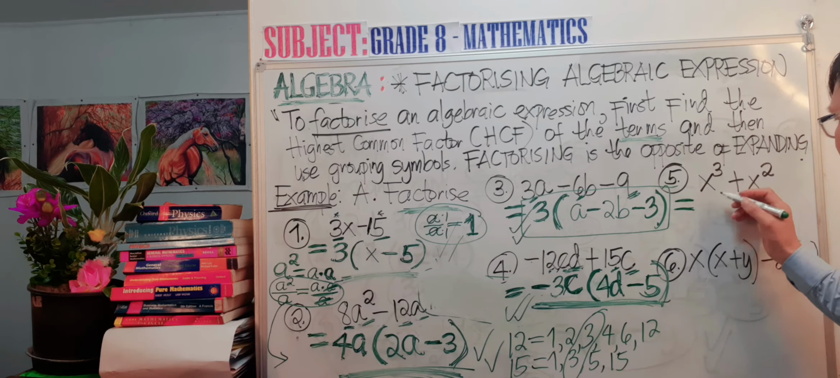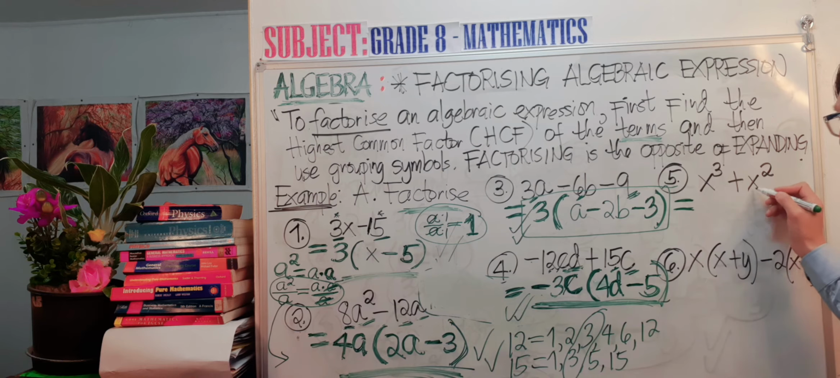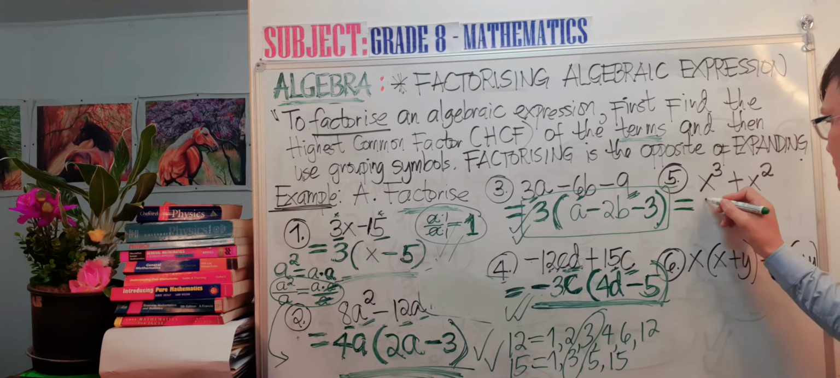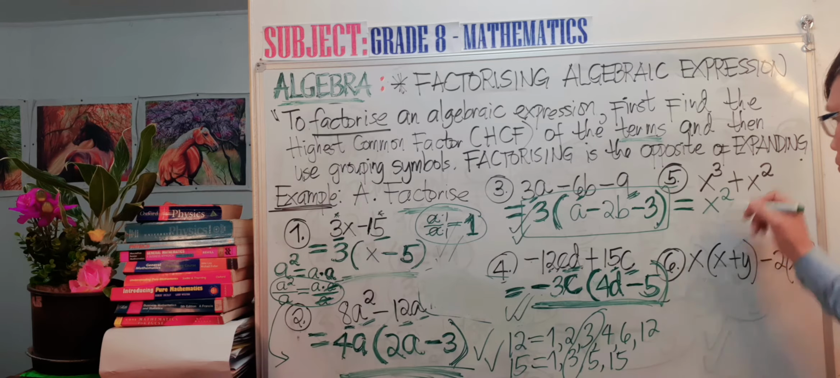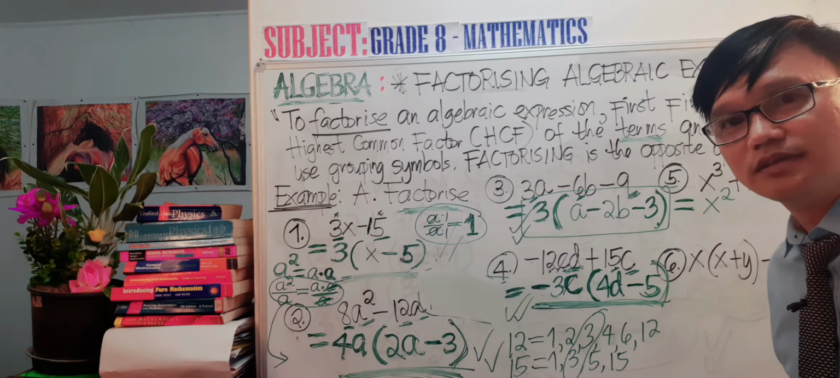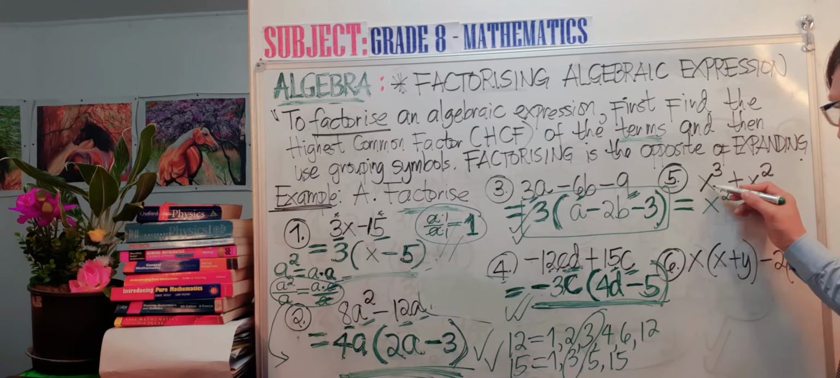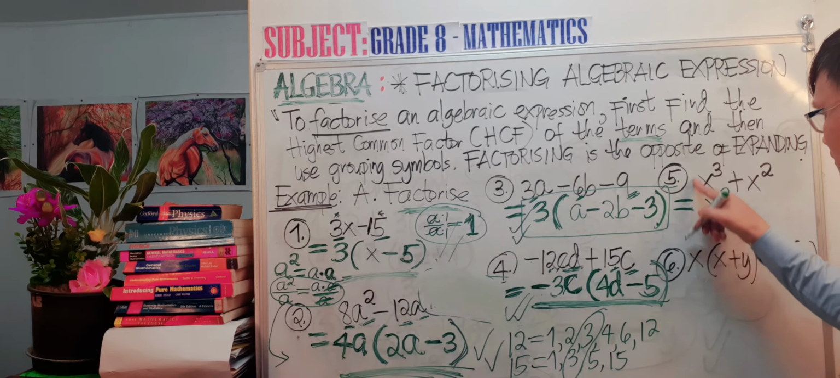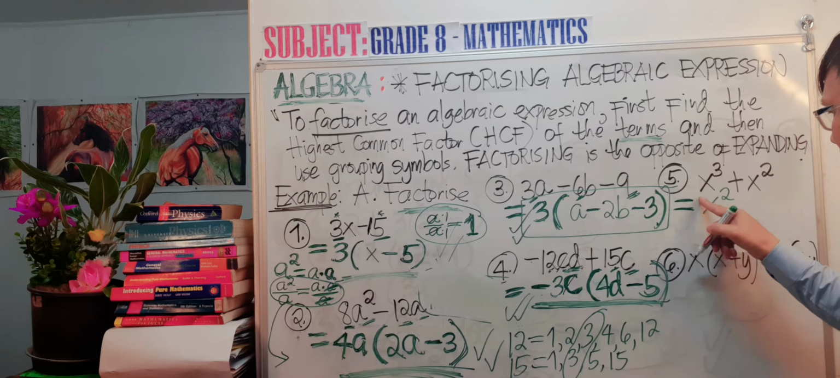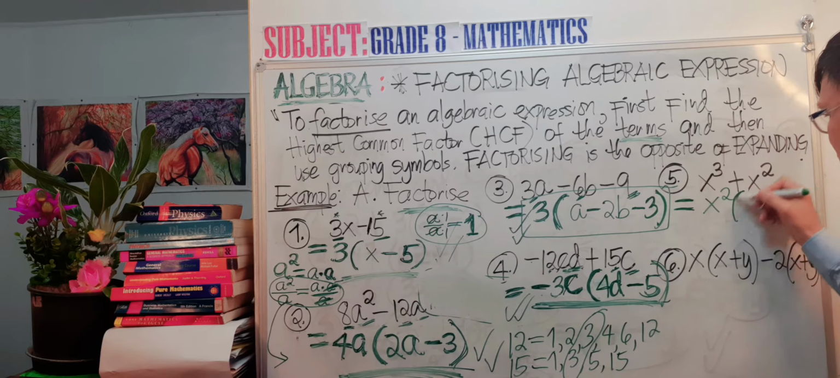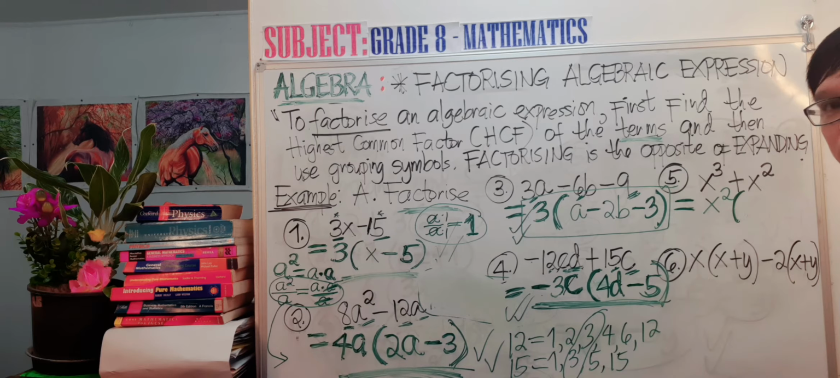So that means that the common factor, the highest common factor of x to the power of 3 and x to the power of 2 is x to the power of 2, or x squared. You get it now? Okay. So that is positive 1 divided by positive 1 is simply positive 1, or no need to write down positive 1.